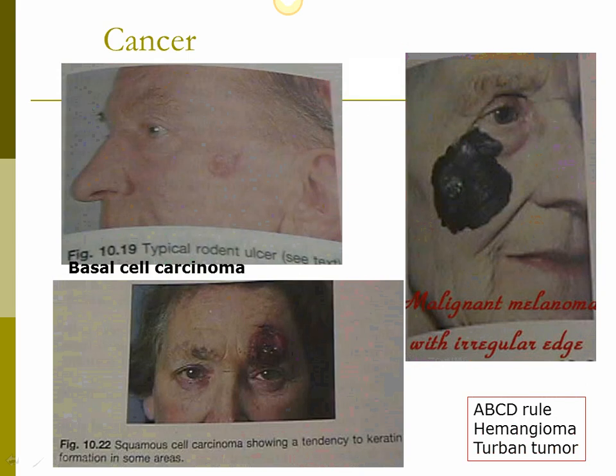We have other conditions which you have in your notes. One is called a turban tumor. Some believe it to be epithelial in type. Some believe it to be blood vessels which are formed in a different way. So it actually forms a huge tumor which sits on the top of your skull like a turban.